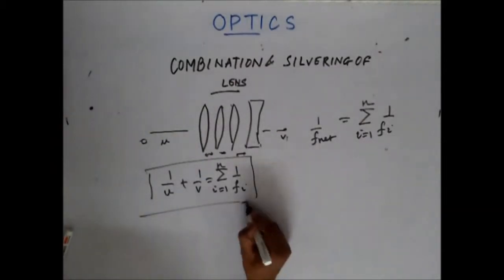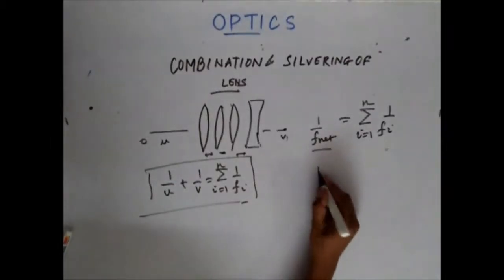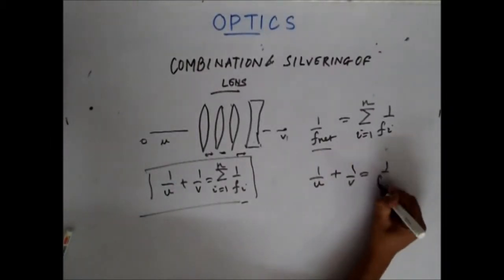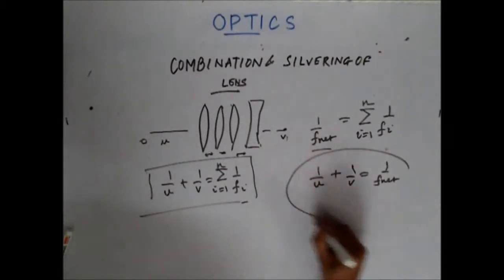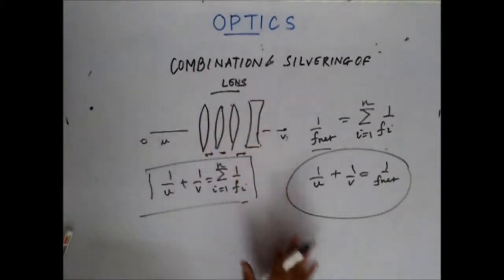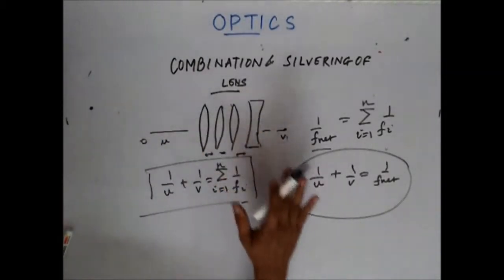So what do I do? First, I'll find the net focal length of the whole combination and then I'll write 1 by u plus 1 by v is equal to 1 by f net. Now this formula or this approach is valid only when all the lenses are kept in the same medium. This medium is same for all the lenses.